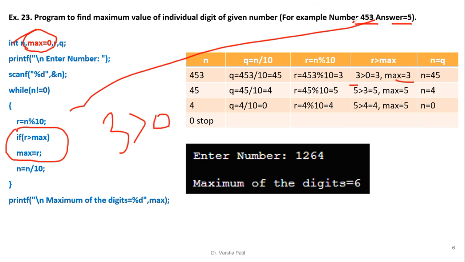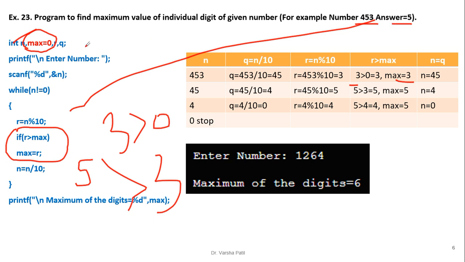Now the next digit separated is 5. Again we will check. Our max is 3, but now the extracted digit is 5, which is greater than 3, so there is a need to change the max. So what we did is max equal to r, r is 5, then max becomes 5. The next digit separated is 4.